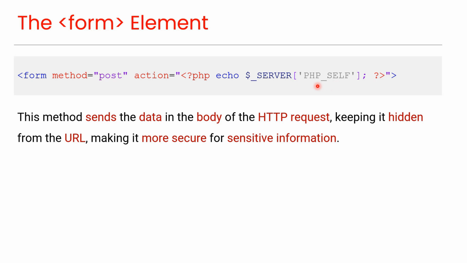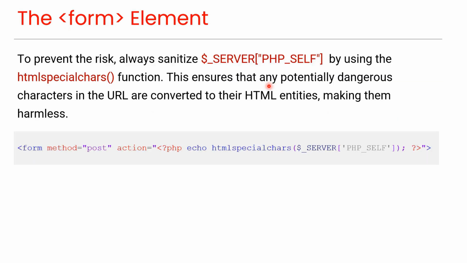The underscore server variable can pose a security risk if not handled properly, because a user might manipulate the URL by adding a slash followed by potentially harmful cross-site scripting XSS commands. To prevent the risk, always sanitize this value by using the HTML special chars function. Like this. This ensures that any potentially dangerous characters in the URL are converted to their HTML entities, making them harmless.